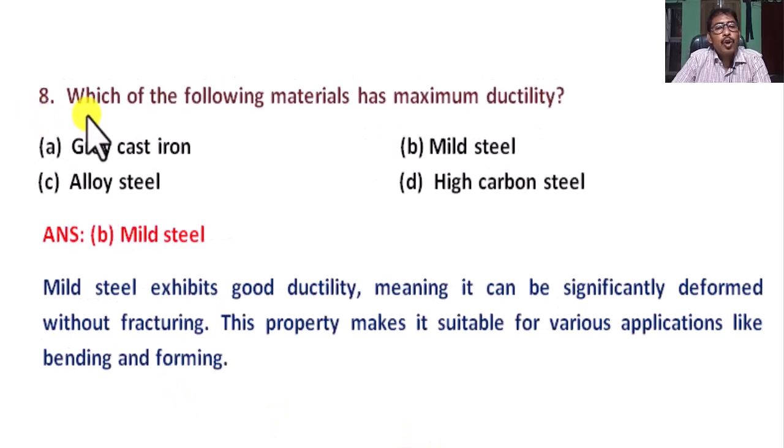Okay. Question number 8. Which of the following materials has maximum ductility? Option A, grey cast iron; option B, mild steel; option C, alloy steel; option D, high carbon steel. Correct answer is option B, mild steel. Mild steel exhibits good ductility, meaning it can be significantly deformed without fracturing. This property makes it suitable for various applications like bending and forming.